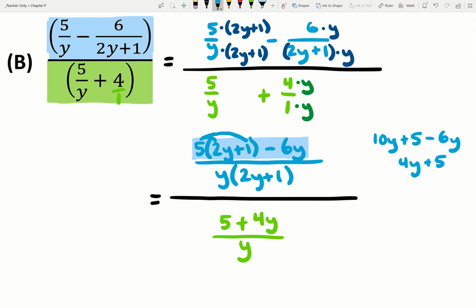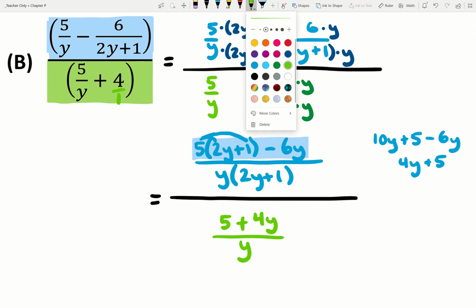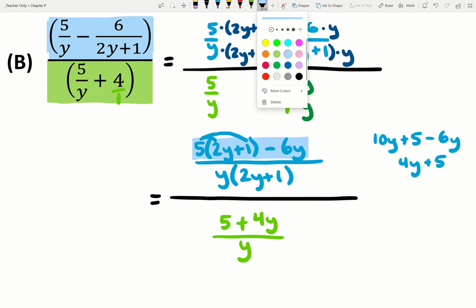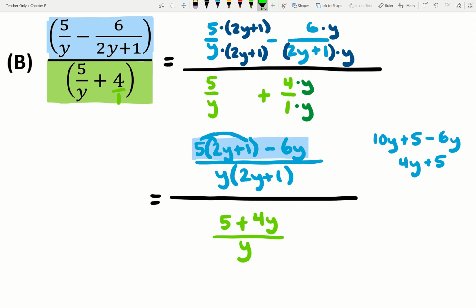The denominator there in green doesn't look like it needs too much work, although one thing I will do is rewrite my stuff in standard form, right? The only thing I want to point out here is just this numerator right here. When you write something in standard form, that just means you're writing it so that the variable comes first and the constant comes last. So I might write this as 4y plus 5 when I move on to my next step.